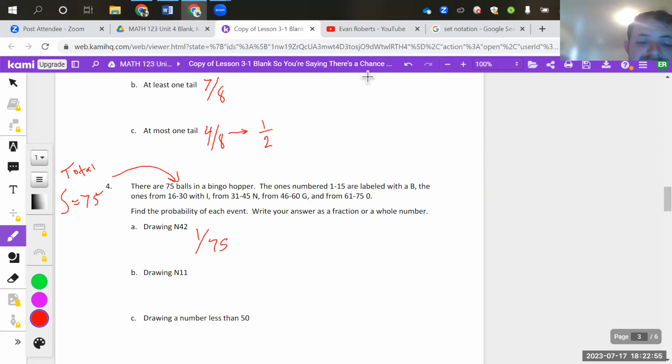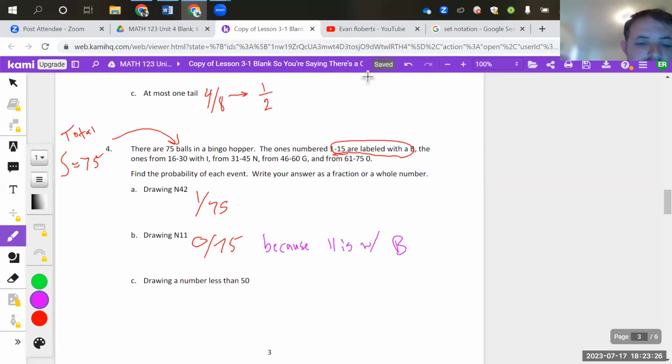The next one down says N11, which, if you look at 1 to 15, are in the B spot, and 11 can't be with N. So there is a 0 out of 75 shot of getting N11 because 11 is with the letter B.